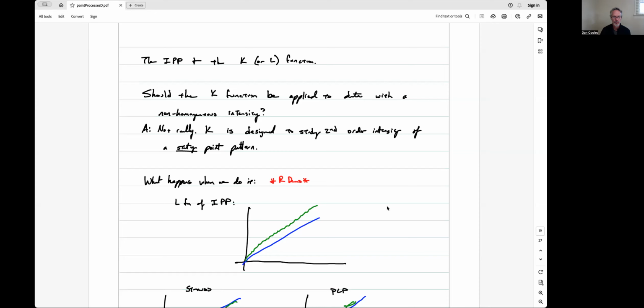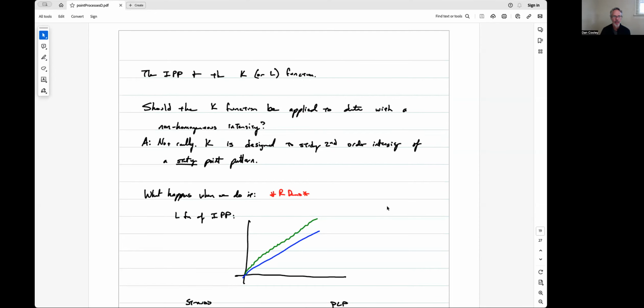Okay, picking up from where we left off, the next thing we're going to do is talk about how the K function or L function behaves with an inhomogeneous Poisson process. So, jumping back to the notes here. Actually, let's not do the notes first. Let's jump to R.